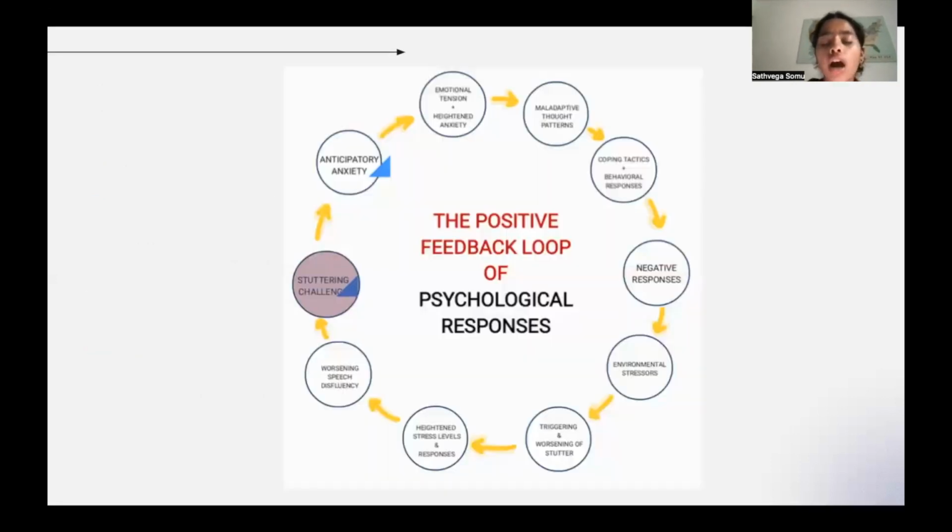This is a quick feedback loop of this response, where we start off with a stuttering challenge, then it moves on to the anticipatory anxiety, then emotional tension and heightened anxiety, maladaptive thought patterns, coping tactics, then negative responses, environmental stressors, triggering and worsening of the stutter, heightened stress levels once again, worsening of speech fluency, and finally the next stuttering challenge.